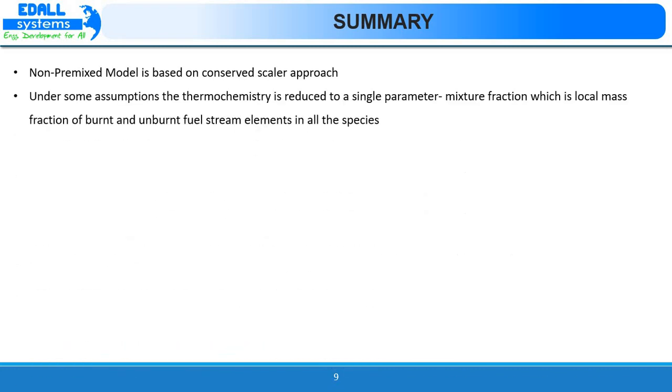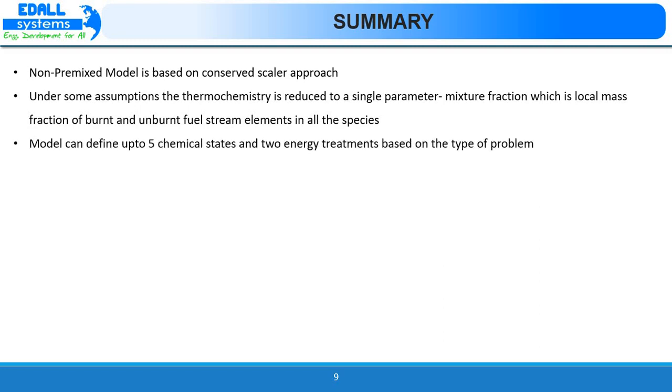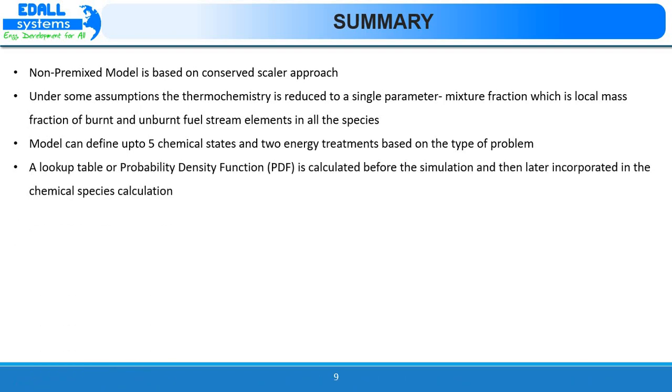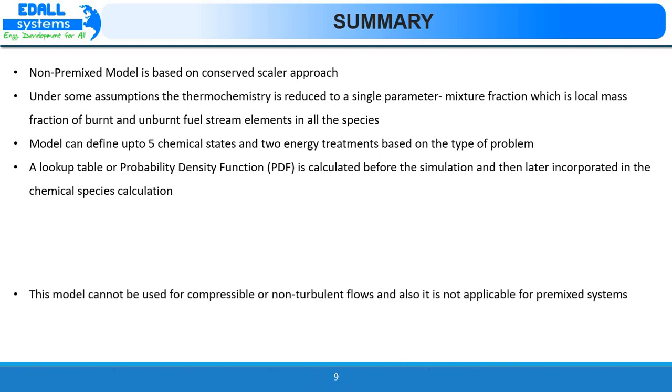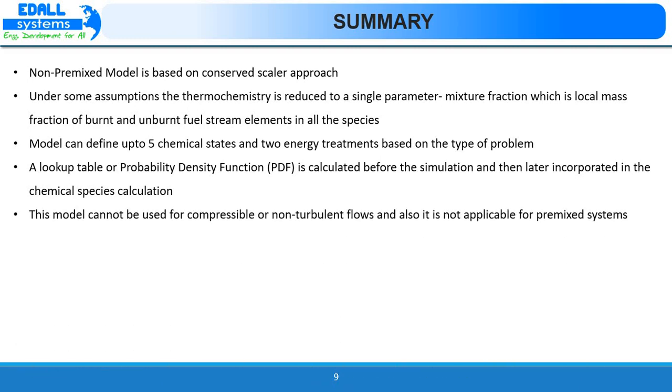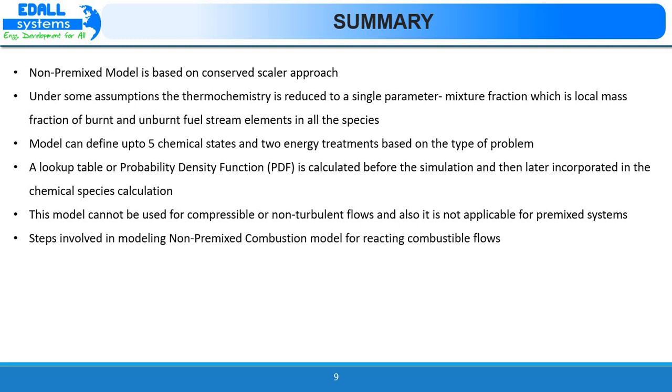So the summary for today's class: we have seen that the non-premixed model is completely based on a conservative scalar approach because, under some assumptions, the thermochemistry is reduced to a single parameter, that is mixture fraction. This model gives 5 chemical states and 2 energy treatments based on the type of the problem. Next, we can calculate the lookup table before the simulation, and then we can incorporate this PDF table or lookup table in the chemical species calculations once we start the simulation. Next, we have seen that there are some limitations for this model, that it cannot be used for compressible or non-turbulent flows, and then we have studied in detail the steps involved for modeling the non-premixed combustion model for reacting combustible flows.